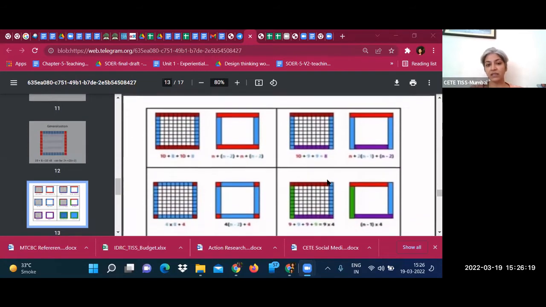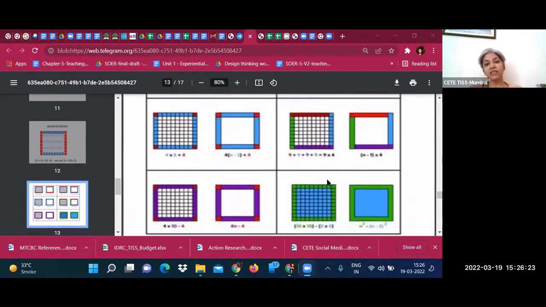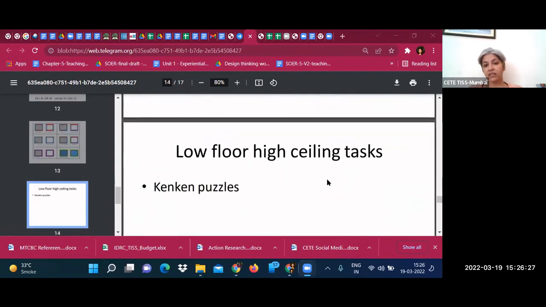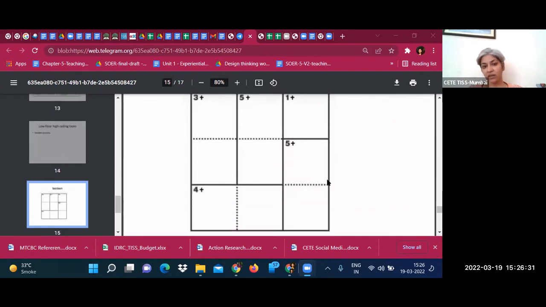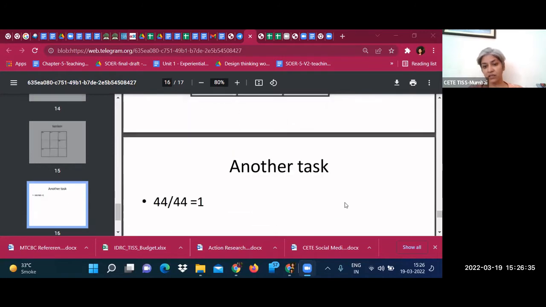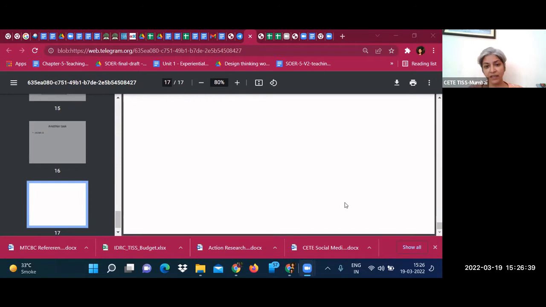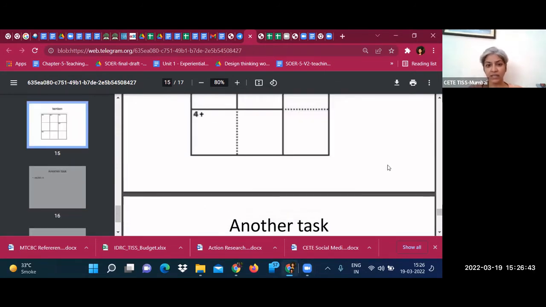And then he had suggested more. There are many different ways in which the same thing can be done. And this is a part of low floor and high ceiling tasks where you can find the sum of these things. And then I think he had given more tasks, but they are not given in the slide.